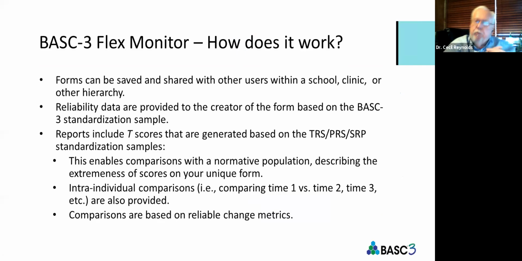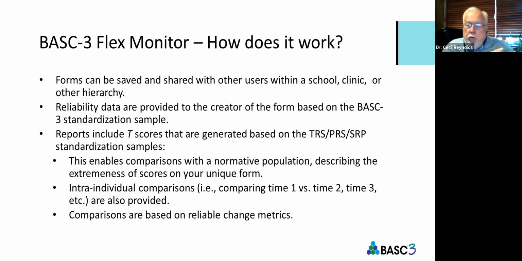So the forms can be shared with other users in a school, clinic, or other hierarchy where there's a master account. The reliability data are provided to the creator of the form based on the BAS3 standardization samples. Then we generate T-scores based on all the different standardization samples. And remember that we give you choices of norms. So you get combined gender norms, same gender norms, and clinical samples that you can look at with all of this. We give you all of those normative options.